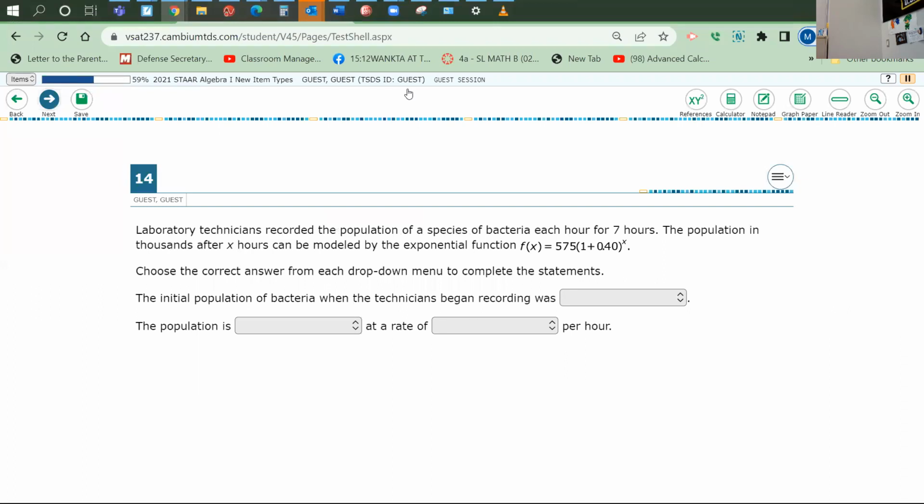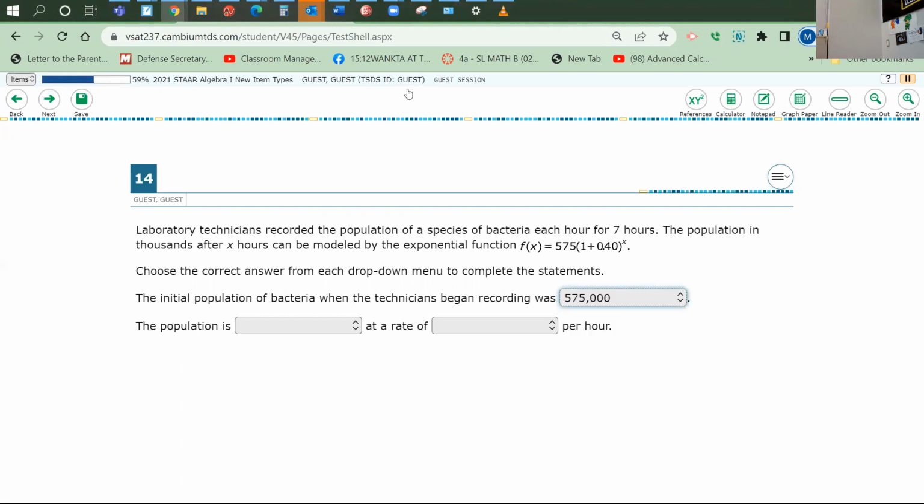The population is measured in thousands. And so it's actually the initial population of bacteria, right, is what? What is the initial population? Well, it's going to be 575,000.